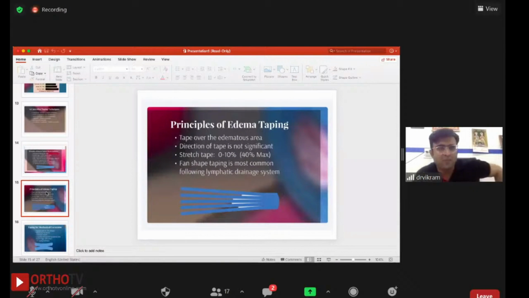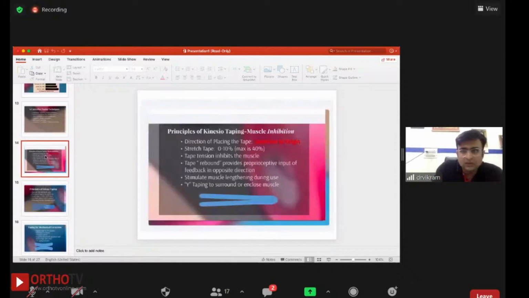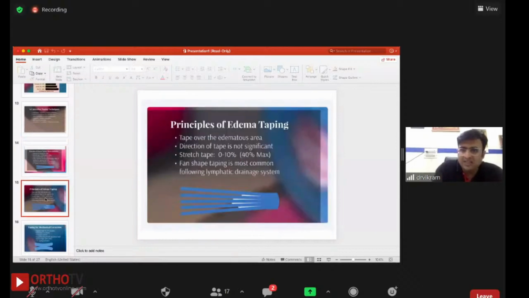Principles of edema taping. We use this for edema. We have to tape over the edematous area. Direction of the tape is not significant; we could put any side. Stretch of the tape is 0 to 10%, mostly what I use in my clinical practice. Fan shape taping is most common, following the lymphatic drainage system.